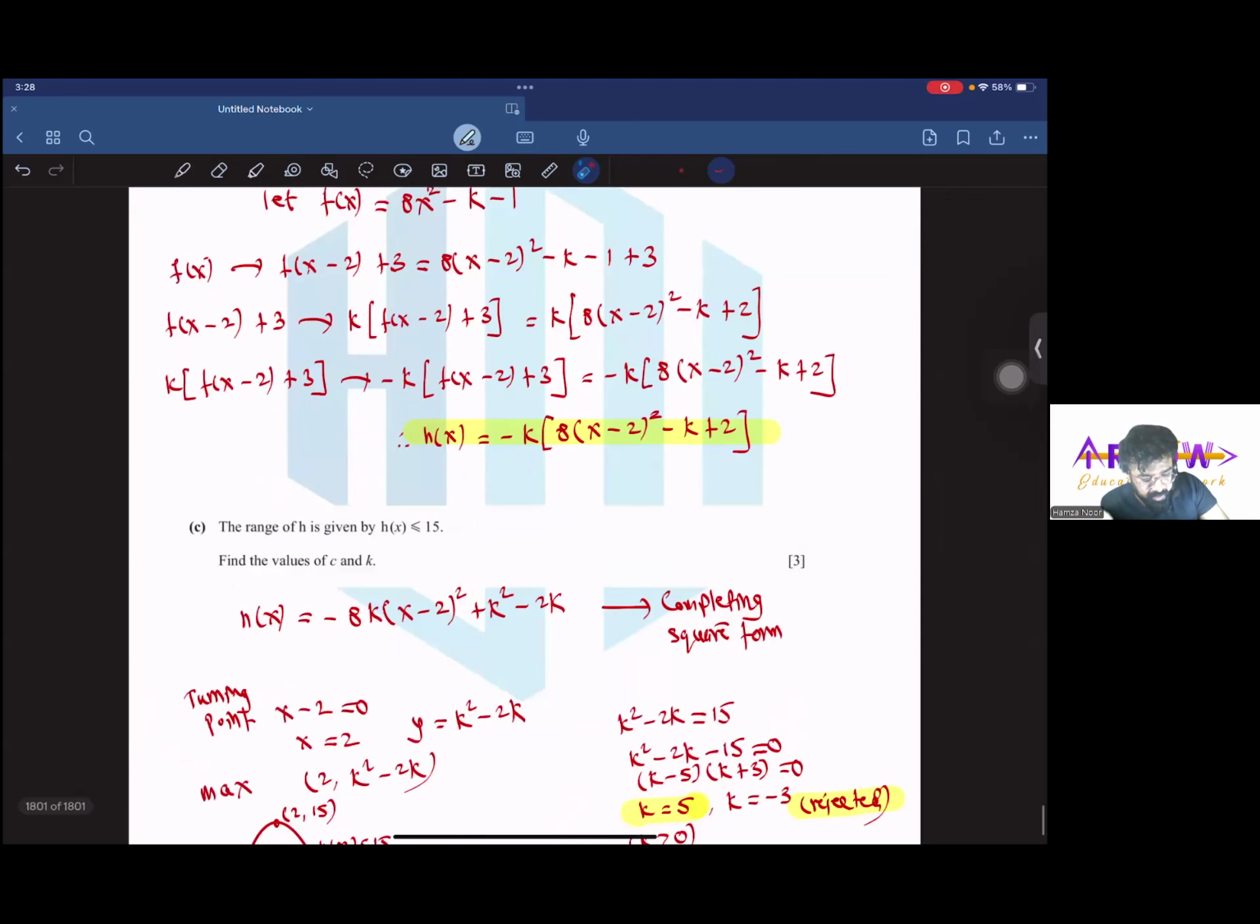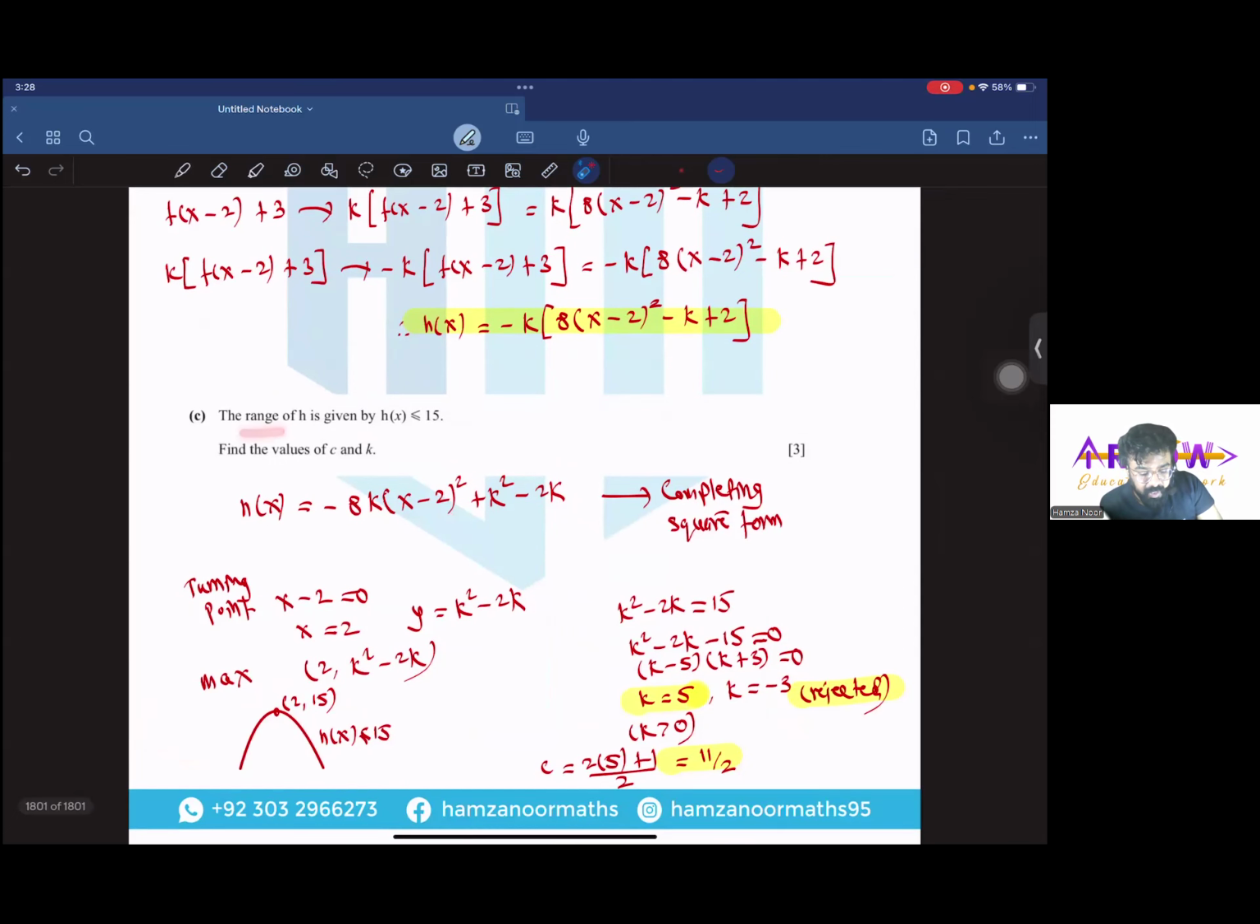So now coming on to part C, the range of h is given by h(x) ≤ 15. Find the values of c and k. What you need to understand is that the h(x) function which you have obtained is a quadratic function. Only k is unknown. If you know the value of k, you could easily identify that this is a completing square form. Even when k is unknown, this is a completing square form of a quadratic expression. This makes sense.